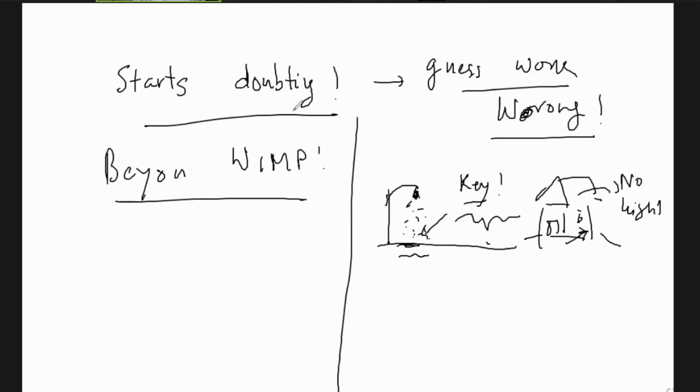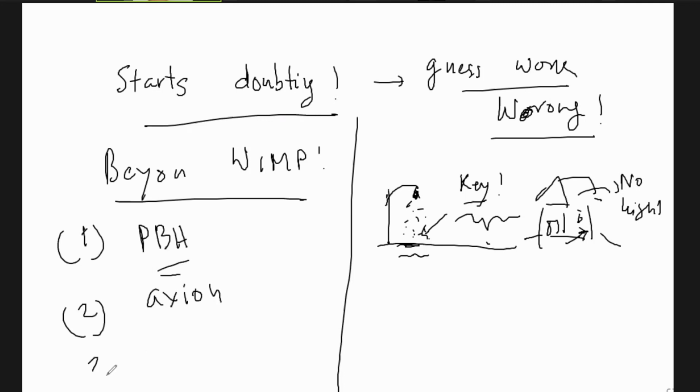So now, let's go back. We are coming to the end. So now we know that the dark matter might not be the WIMP. We have started doubting it. So what is beyond WIMP? There are two main candidates. One is called PBH, primordial black hole. Another is the axion, a Boltzmann particle, one axion. Another is some sort of neutrino, not the normal neutrino but the sterile neutrino.